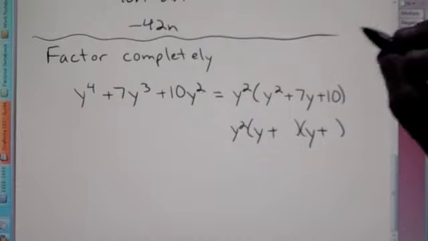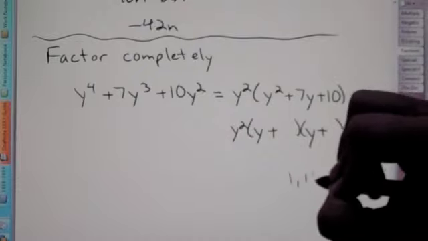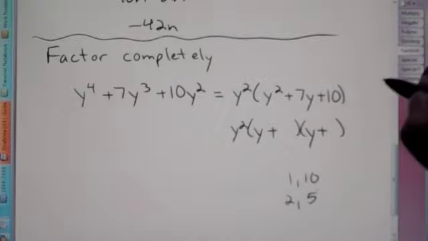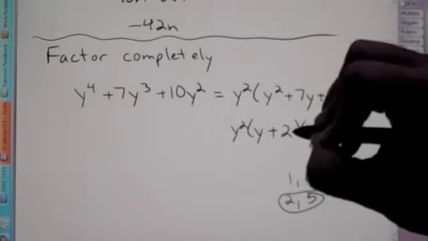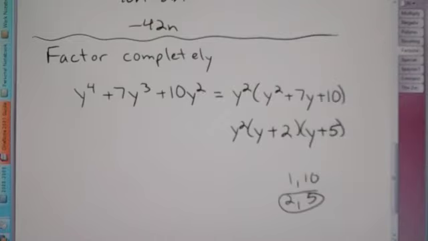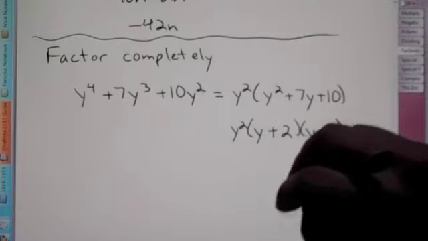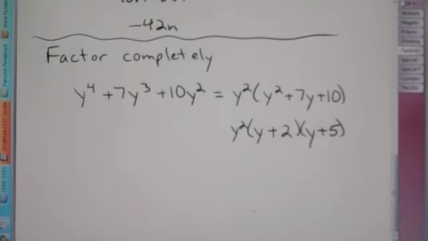Okay? So now I need to figure out what factors of 10, 1 and 10, 2 and 5, which ones add up to 7. So we see here the 2 and the 5. So we put the 2 and the 5 there, and we have now factored completely. So that is how we do those problems there.